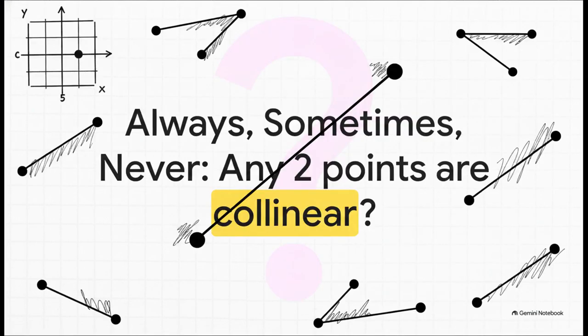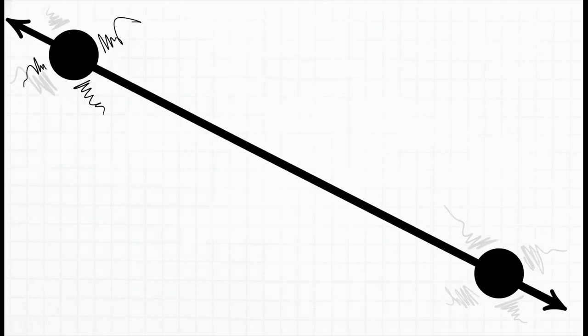Okay, here's the next one. Any 2 distinct points are collinear: always, sometimes, or never true? Imagine I just throw 2 random points out onto the coordinate plane. Can they always be connected? That is always true. Because a line extends infinitely, any 2 dots anywhere in the universe can be perfectly connected by one single straight path.